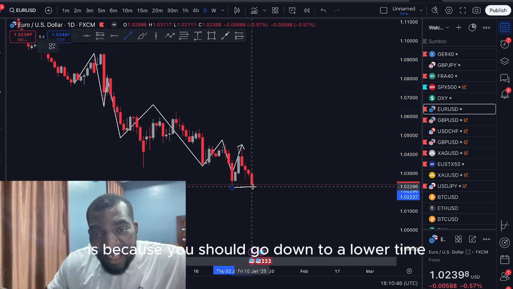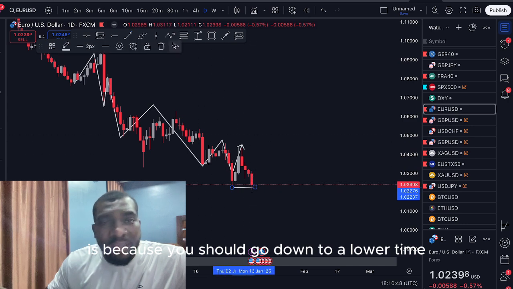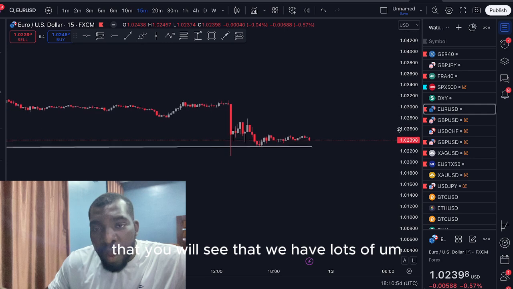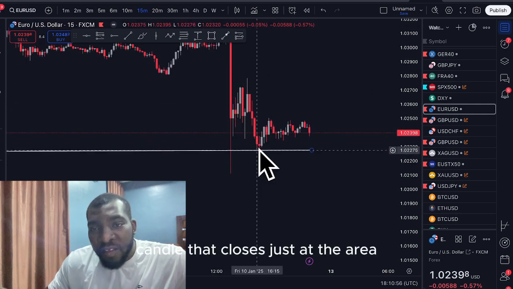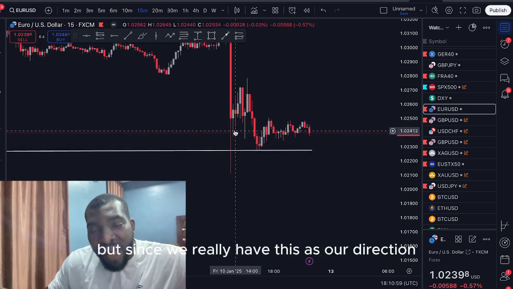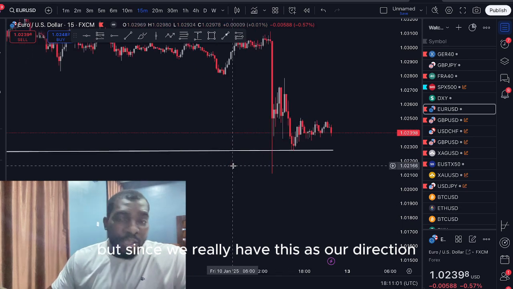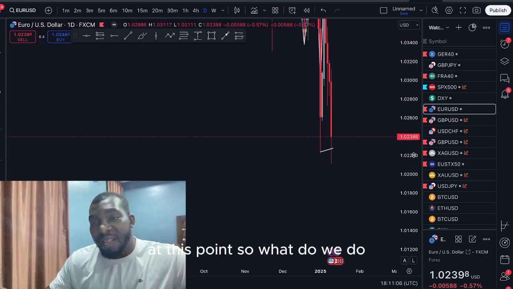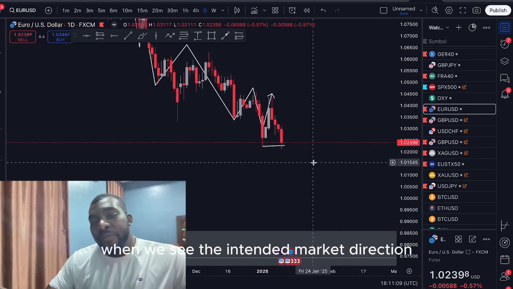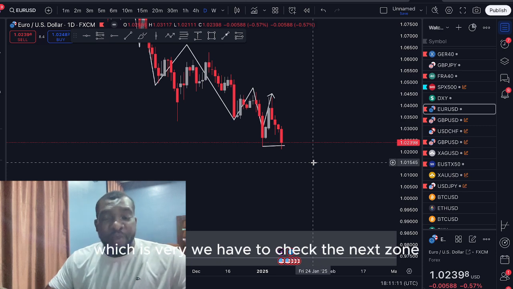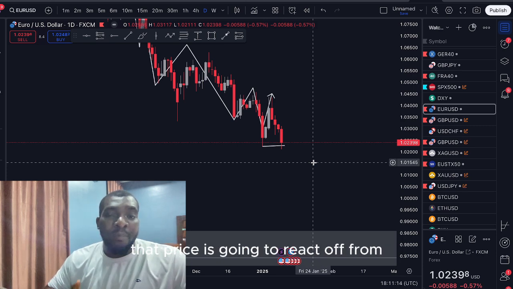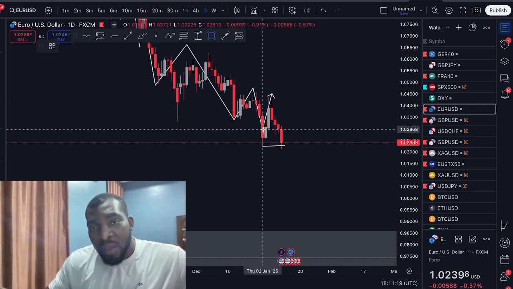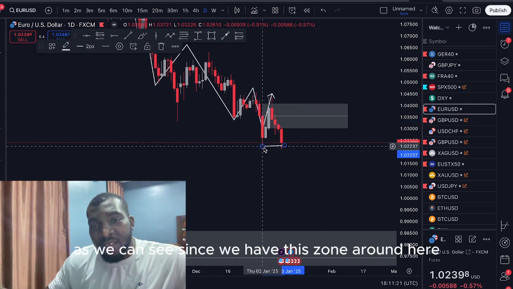Why I said it's valid is because if you go down to our lower time frame, more of the 15 minutes or so, you will see that we have lots of candles that close just at the area. But since we already have this as our direction, that means we know that the market is bearish at this point. So what do we do when we see the intended market direction, which is bearish? We have to check the next zone that price is going to react off from, which is this zone around here.